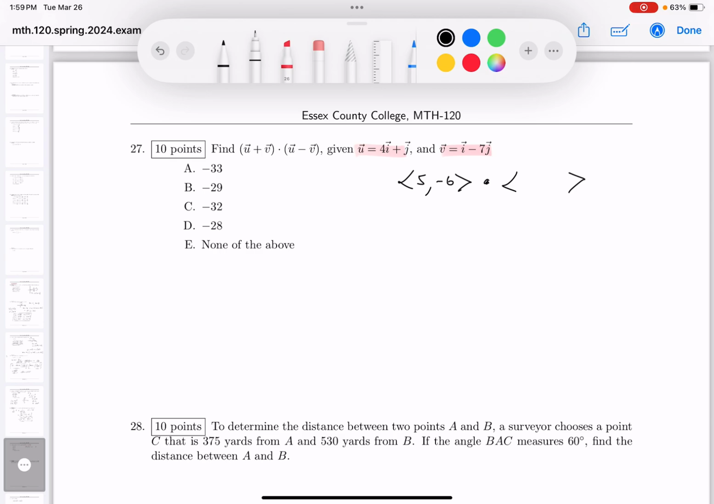Now u minus v, that's 4 minus 1, which is 3, and then 1 minus minus 7 is going to be 8. Dot product, 5 times 3 is 15, and minus 6 times 8 is minus 48. All right, so 15 minus 48. Again, I'm looking at the answer. I don't see that answer over there. I guess they want me to do the arithmetic, so it looks like minus 33. Let me just check that. 33 and 15, yeah, minus 33. Do I see that answer? I do. It's choice A.